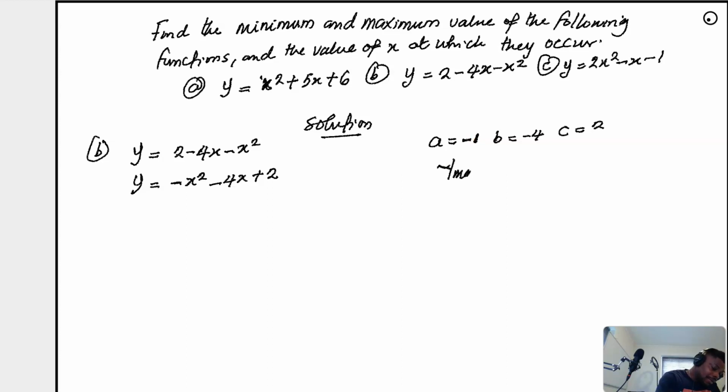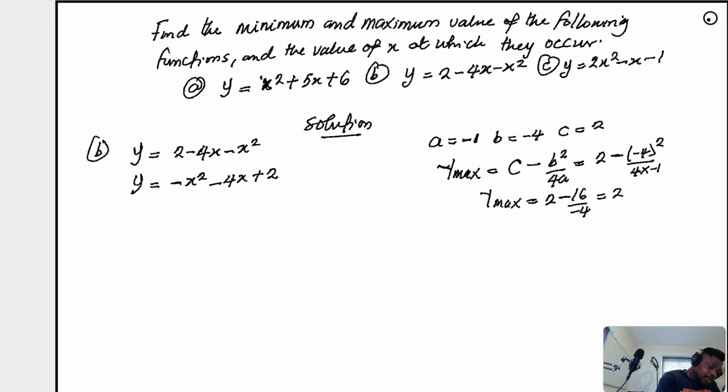So y maximum is equal to, using C minus B squared over 4A, what is my C? 2 minus, what is my B? Minus 4 squared over 4 times minus 1. So y max is equal to 2, this is minus 16 over minus 4. That is 2 plus 4, which is 6. So we already know that my maximum value of the function is 6. But let's do it normally, okay?